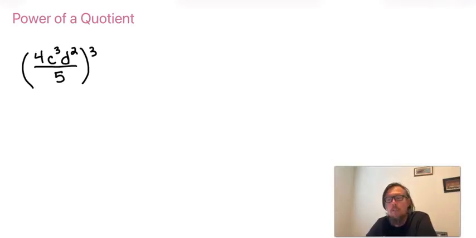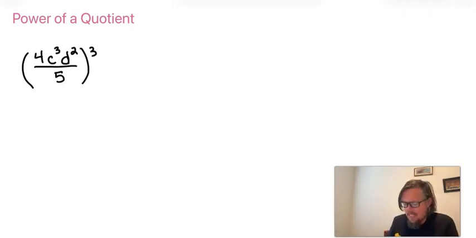Let's learn a new division rule for exponents. This one's called power of a quotient, and this is when you take a quotient and you raise it to a power. So the example we have here is pretty complex. Let's see if we can start with a slightly easier one just to work out how this rule works.